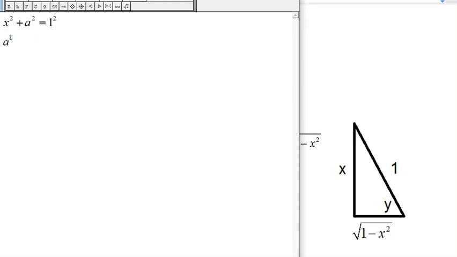So x squared plus a squared is equal to 1 squared. And so we have a squared is equal to 1 minus x squared, since 1 squared is 1 and we subtract x squared from both sides. And then take the square root of both sides. And since a represents the side length, we just need the positive root. So it'd be just the positive square root of 1 minus x squared. And that's how we got the adjacent side to be the square root of 1 minus x squared.